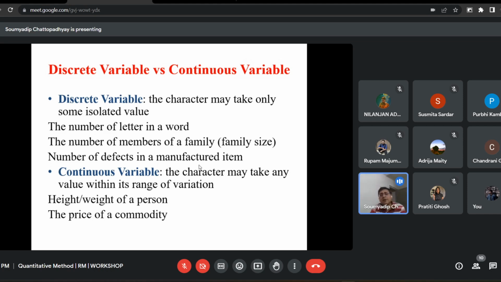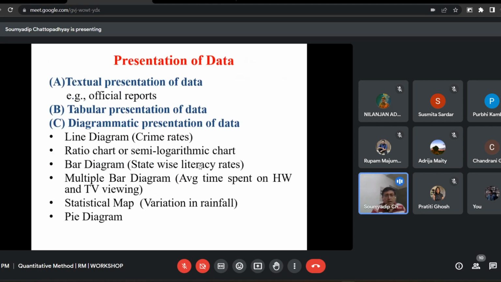But apart from that, you have some variables which are continuous in nature. That means the character may take any value within its range of variations. For example, the price of a commodity, or the height and weight of a person, which is very important in the context of malnutrition research. For example, we are interested to know the stunting children or something like that. In that case, the variables with which you will be dealing are examples of continuous variables. So the data may vary according to those aspects.